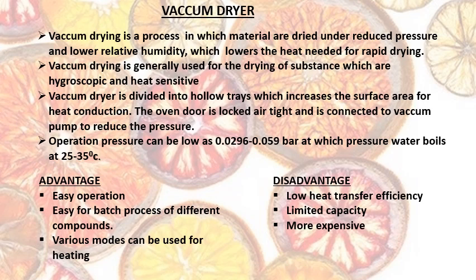And talking about vacuum drying, it is a process in which materials are dried under reduced pressure and lower relative humidity, which lowers the heat needed for rapid drying. Vacuum drying is generally used for the drying of substances which are hygroscopic and heat sensitive. Vacuum drying uses hollow trays, which increase surface area for heat conduction. The oven door is locked airtight and is connected to a vacuum pump to reduce pressure. Operating pressure can be as low as 0.0296 to 0.059 bar, at which pressure water boils at 25 to 35 degrees Celsius.